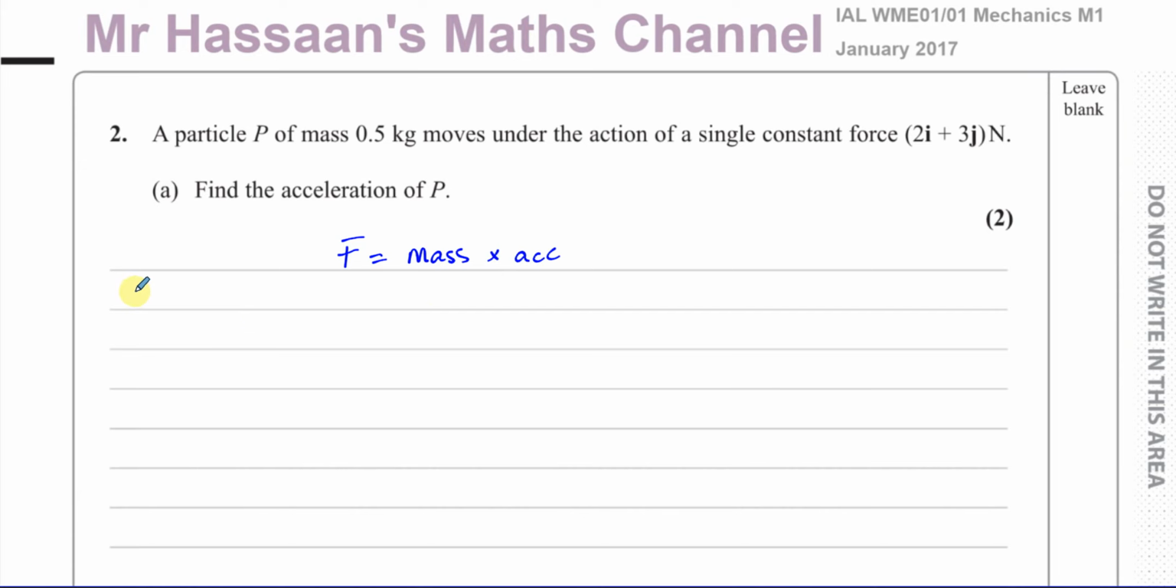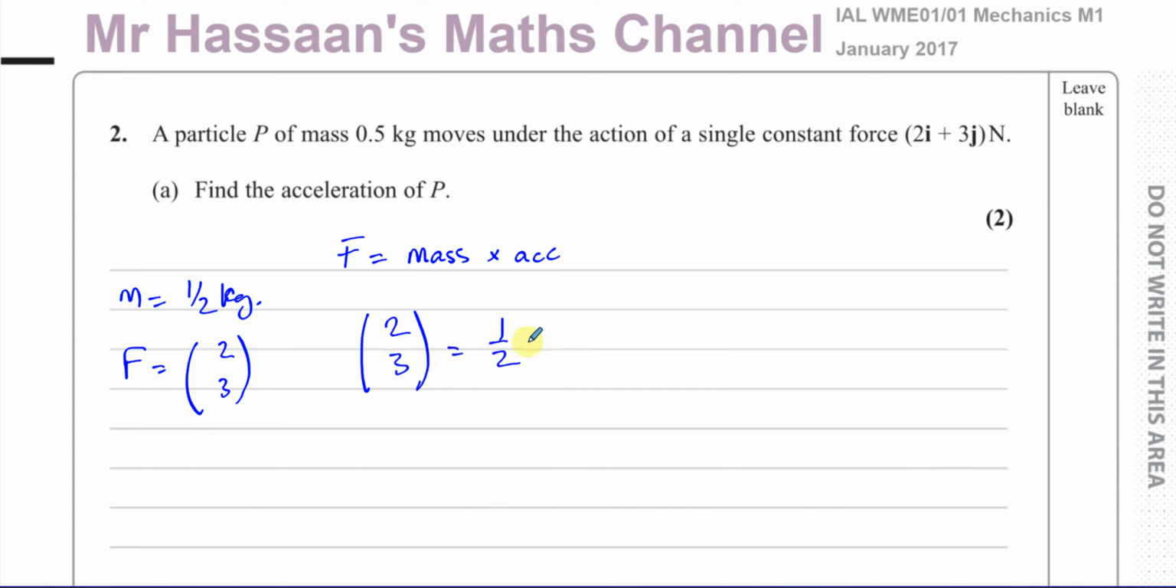So in this case, we were given the mass is 0.5 kilograms, so half a kilogram, and we're given the force, which is 2i plus 3j. I like to show my working as column vectors, and then in the end write the answer in the form required. So here we can just replace F with (2, 3), and we can replace mass with a half. And acceleration is what we have to find, a.